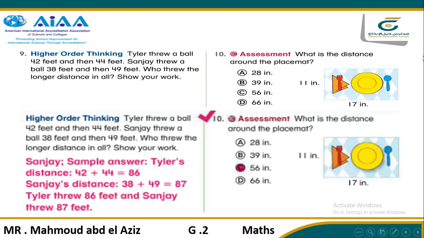So you will add them together. 11 plus 17 plus another 11 plus another 17. 11 plus 11 equals 22, and 17 plus 17 equals 34. So 34 plus 22 equals 56 inches. Excellent, dear students.